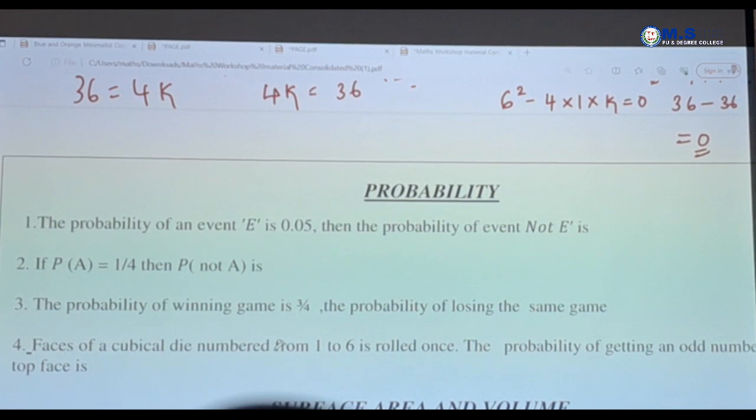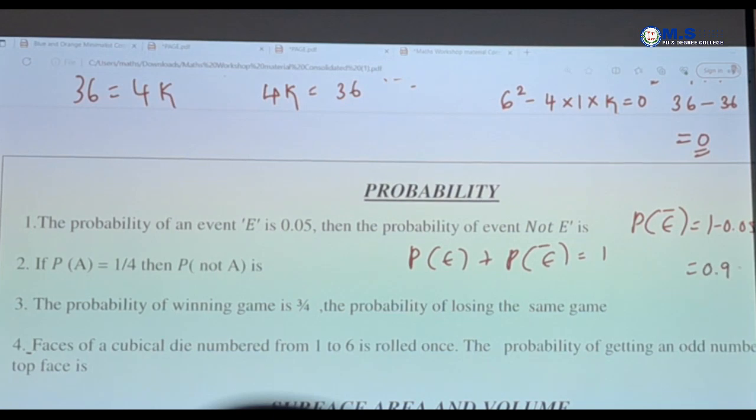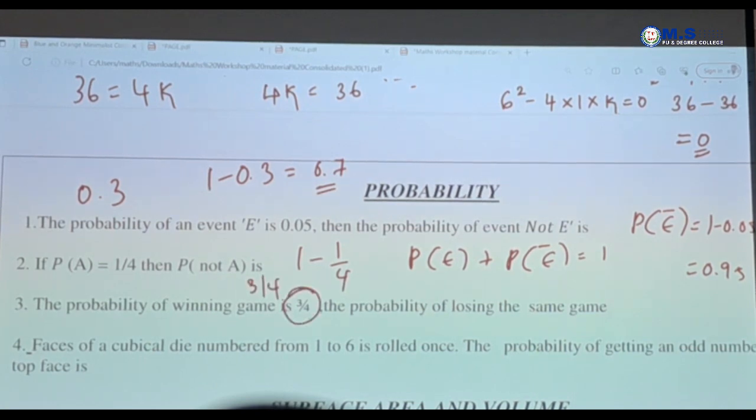The next chapter is probability. The probability of event E is 0.05. Then the probability of its complement is always 1 minus the probability of E. So what is P of not E? 1 minus 0.05. Again, the probability of this is 0.3. What is the probability of its complement? 1 minus 0.3, you get 0.7. Similar question, P of A is 1 by 4, P of not A is 1 minus 1 by 4. What you get? 3 by 4. The answer will be 3 by 4.